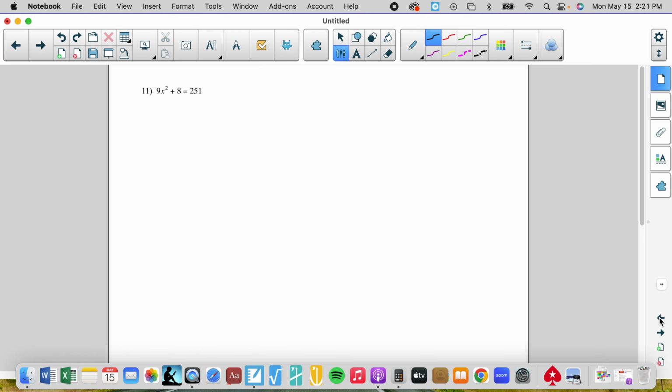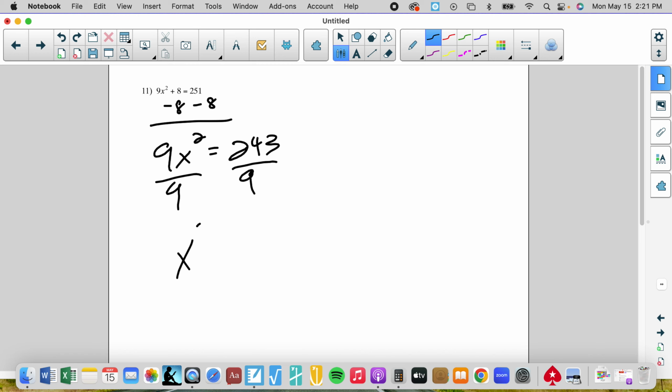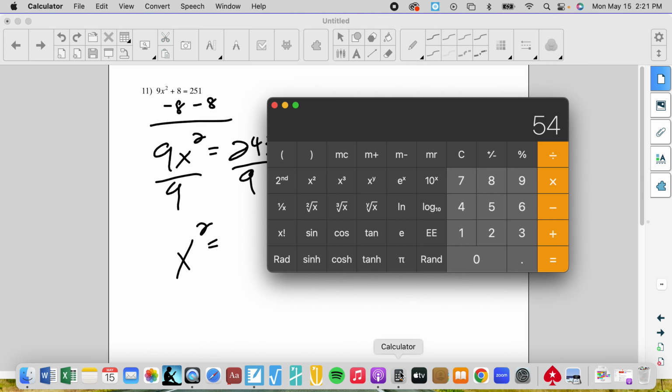Oh, jumped too quickly. Minus 8, 9x squared equals 243. Divide by 9, divide by 9. X squared equals, and what's that? That's 610. Ooh, that does, no, it does not. So, oh, that's 5 and 9. Yes, it does, sorry. 2 plus 4 plus 3 is 9, so 9 goes into it.